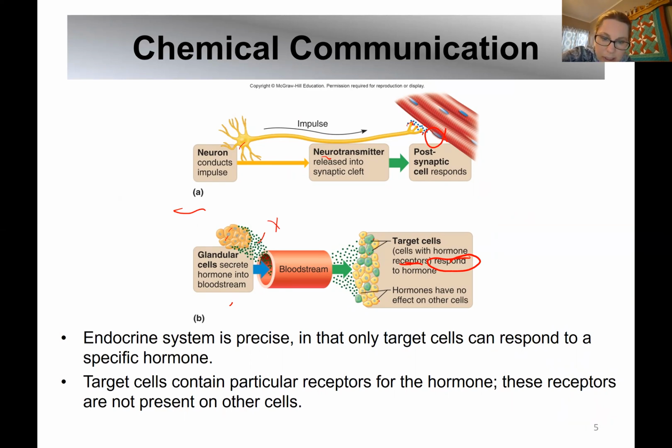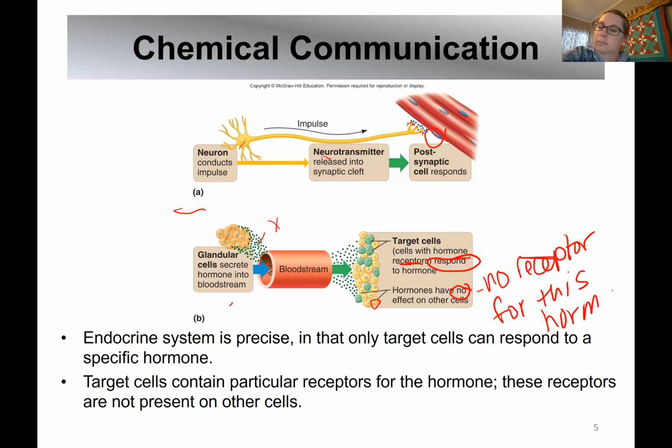Now the yellow cells, okay, the hormones have no effect on them. They have no receptor for this hormone. Okay, maybe they have it for hormone A, but not hormone X. So if they encounter hormone X, those yellow cells are not going to do anything. They're not going to respond at all. But if the green target cells encounter enough of hormone X and the hormone X binds to their receptors, they'll elicit some sort of response.